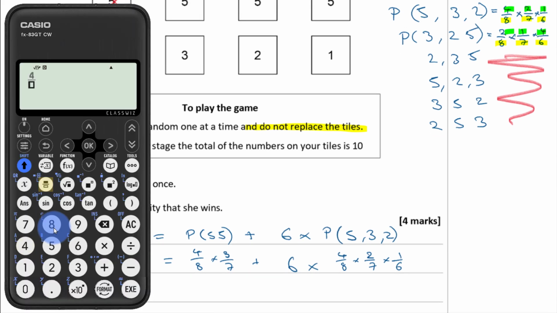Now we just need to work out what that is. So I'm just going to type it all into the calculator. As long as you're careful, you should be able to do this without too much problem. So 4/8 times 3/7, plus 6 times 4/8 times 2/7 times 1/6. What does that come out to be? Apparently that's 5/14. Okay? Yeah, so that's my answer, 5/14.